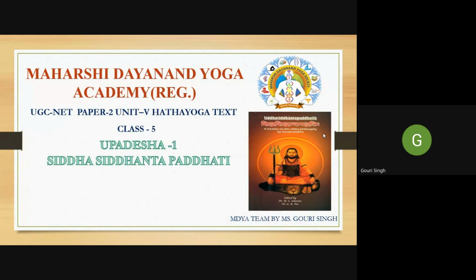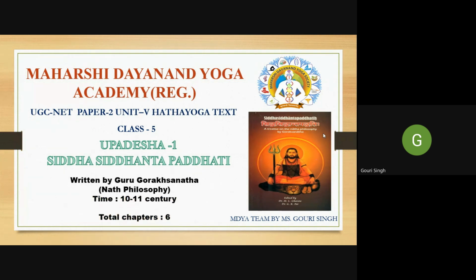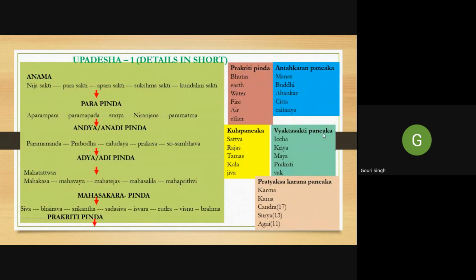Okay, so welcome to today's class. This is class 5 of the Siddha Siddhanta Paddhati, and we are discussing Upadesa 1. What is the name of Upadesa 1 or chapter 1? It is Pinda Utpatti, your first chapter. Pinda here means the body. How this body is made is discussed in the first chapter.